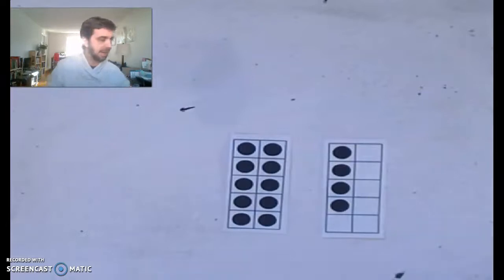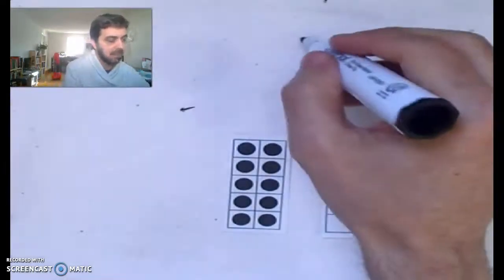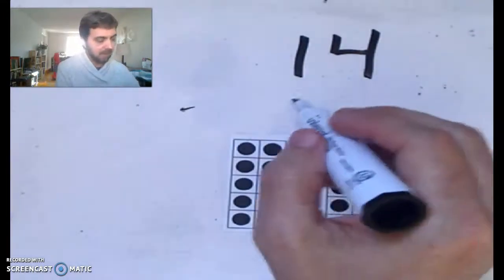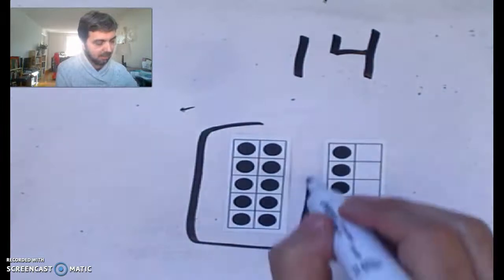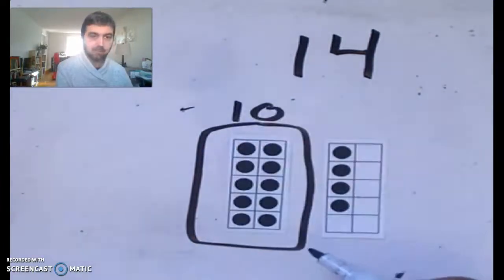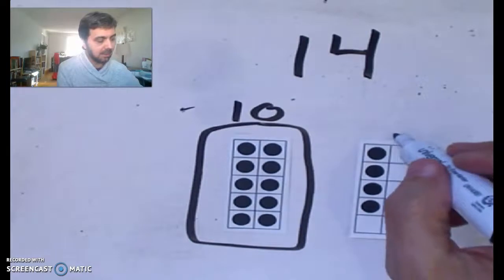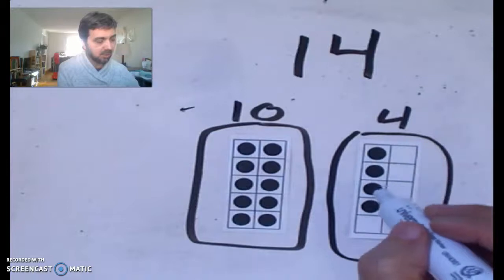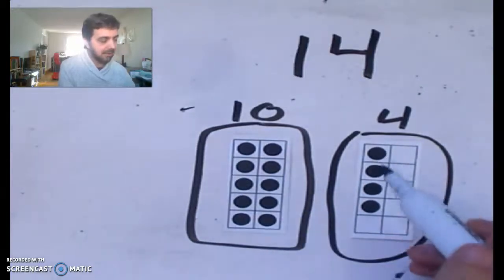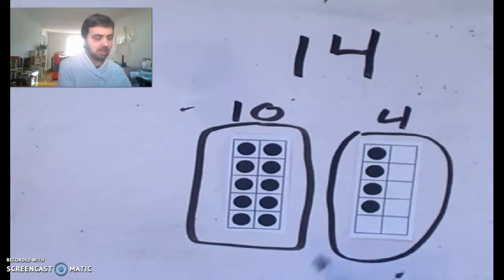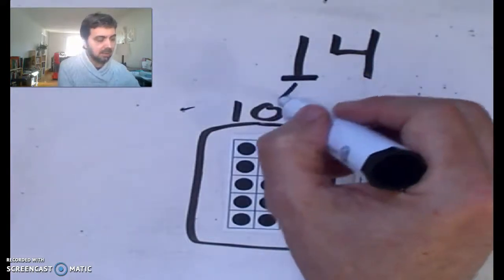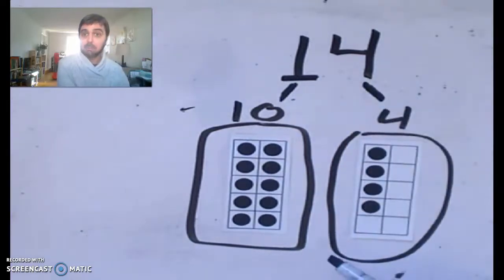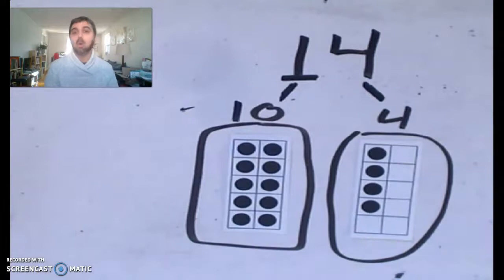Anybody? I'm thinking it must be 14. Because look, I can see that I have 10 here. And here I can see that I have 4, because there are 4 dots. 1, 2, 3, 4. So I have 10, 11, 12, 13, 14. Okay, so this 1 means 10, and this 4 means 4. Okay?